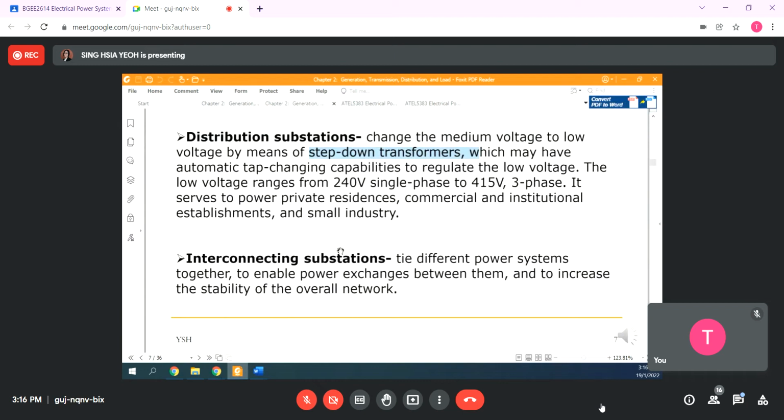And an interconnected substation means that it's impossible, for example, if you want to transmit from KL to Penang, it's impossible to have one transmission line go straight all the way there. So there is one in the middle, something like your rest house. Okay, so you need to have some stop for it to do power exchange and so on, to increase the stability and so on.